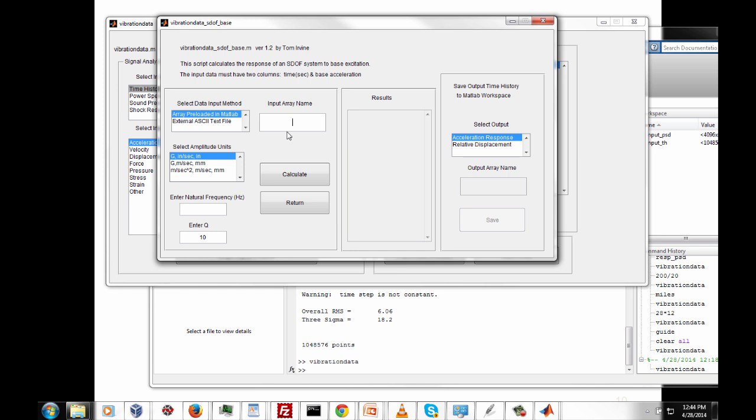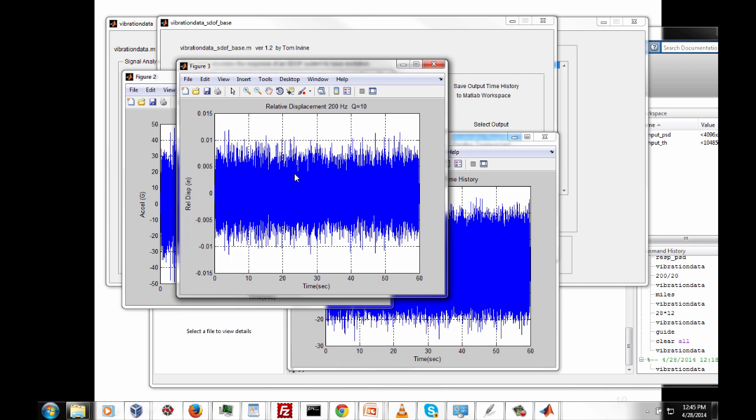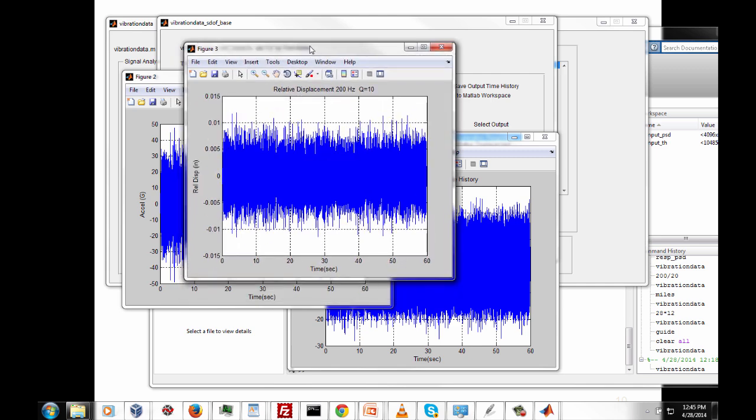So in this case, we have preloaded into MATLAB our synthesized time history, which is input underscore th. And we have our English units, 200 hertz natural frequency. And it's so common that we use Q is equal to 10. I actually have this as an initial value in this edit box, but you can change that if you have a different Q. So we're going to calculate, and calculation goes very quickly.